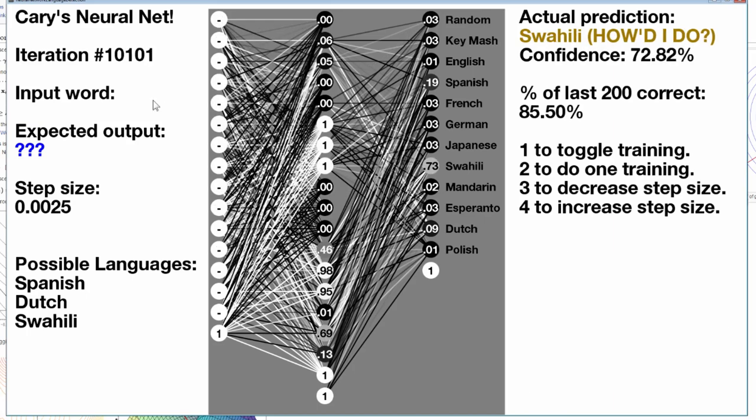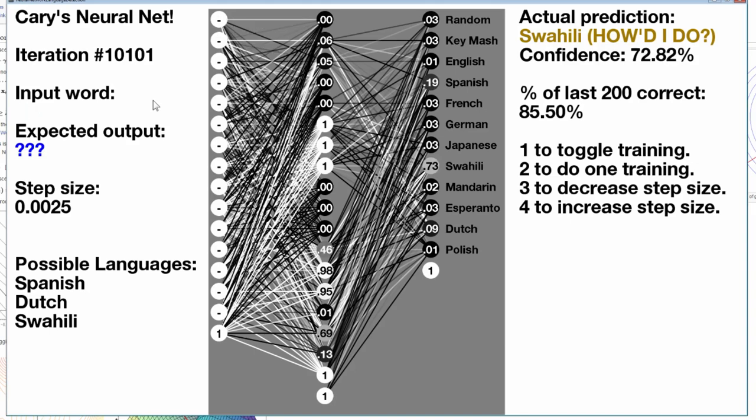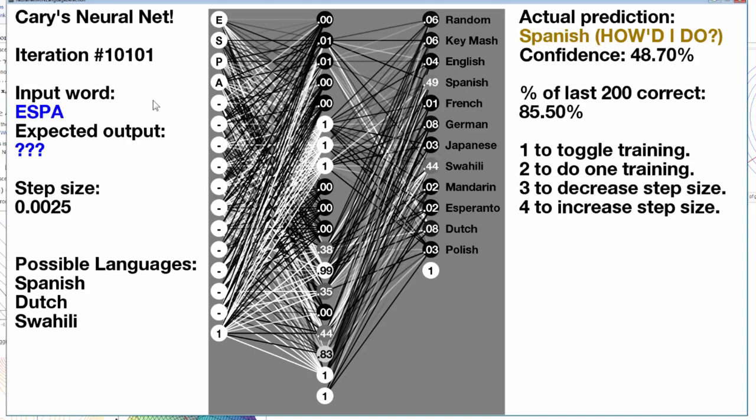Oh, here's one thing I haven't tried before. I haven't typed the language's actual name and seen what it is. Well, I know that in Spanish, Spanish is not called Spanish, it's called Espanol. But I'll just type Spanish in anyway to see what happens. Spanish is Swahili, okay. Well, if I type Espanol, it better come out as Spanish. If it doesn't, oh, it has failed me. Okay, good. Comes out as Spanish.